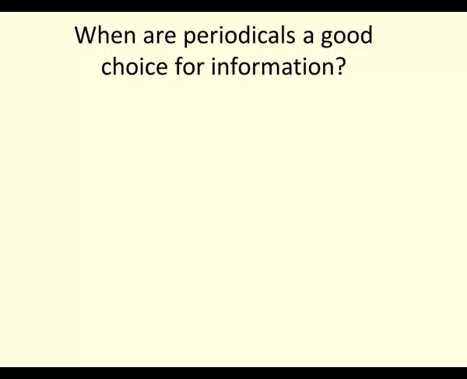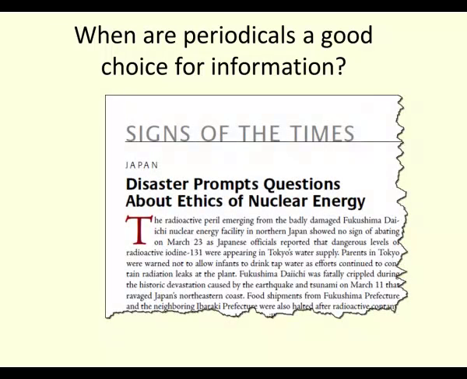So when are periodicals a good choice for information? Popular magazines focusing on news are excellent choices for current events. Magazines like Newsweek, Time, and U.S. News and World Report give more in-depth coverage than other news sources on important issues of the day.